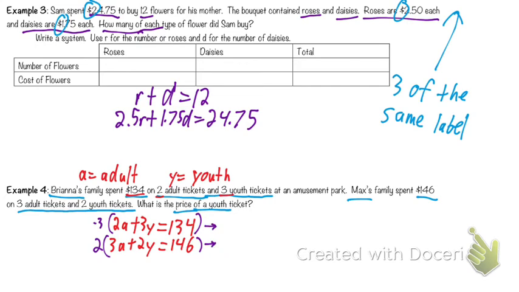So if we multiply this top equation by negative 3, negative 3 times 2a is negative 6a. Negative 3 times 3a, negative 9a. Equals negative 3 times 134. Okay, let's do this off to the side. 134 times 3. What's 3 times 4? 12. What's 3 times 3? 9. 9 plus 1? 10. 3 times 1? 3 plus 1? 4. 402. And it's a negative 402.